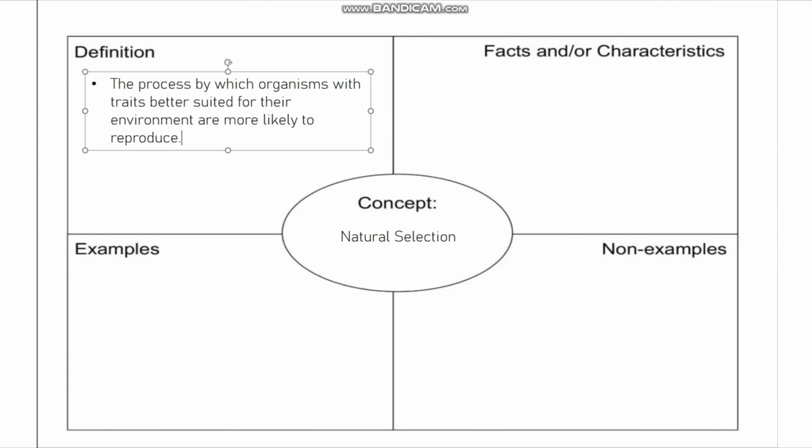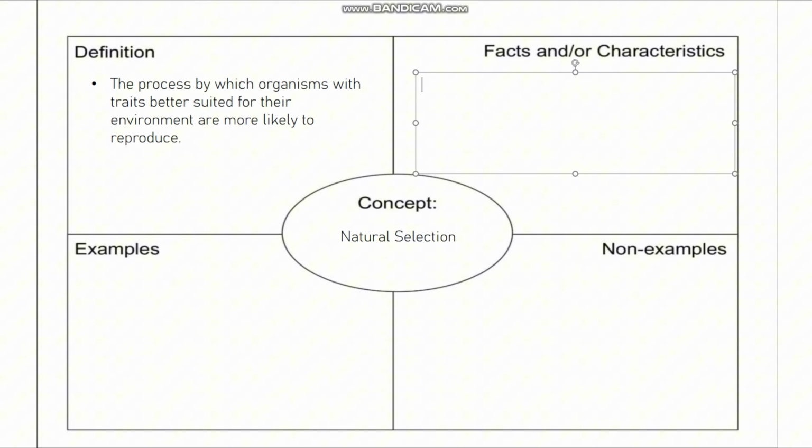All right, so we have our definition done, so we'll move on to our facts and characteristics. So I'm going to insert another text box with bullet points. All right, so one fact is that it involves variation in a population. Another is that it leads to differential survival and reproduction due to competition.